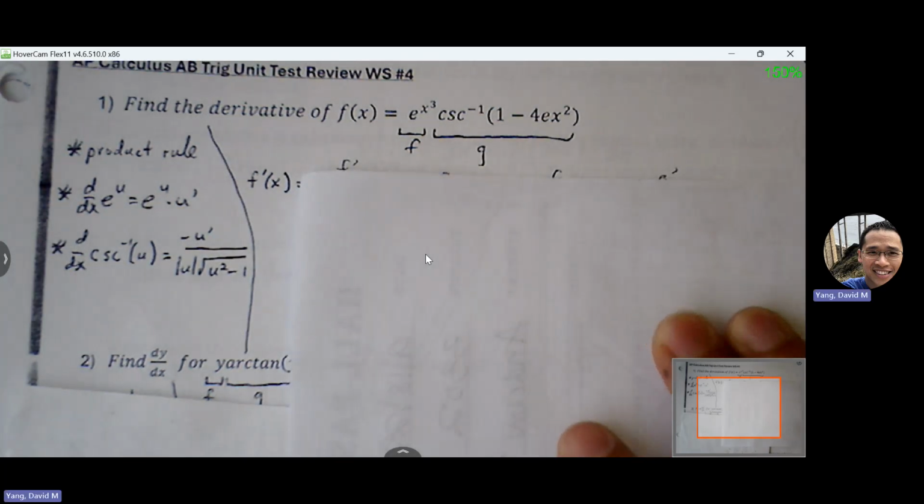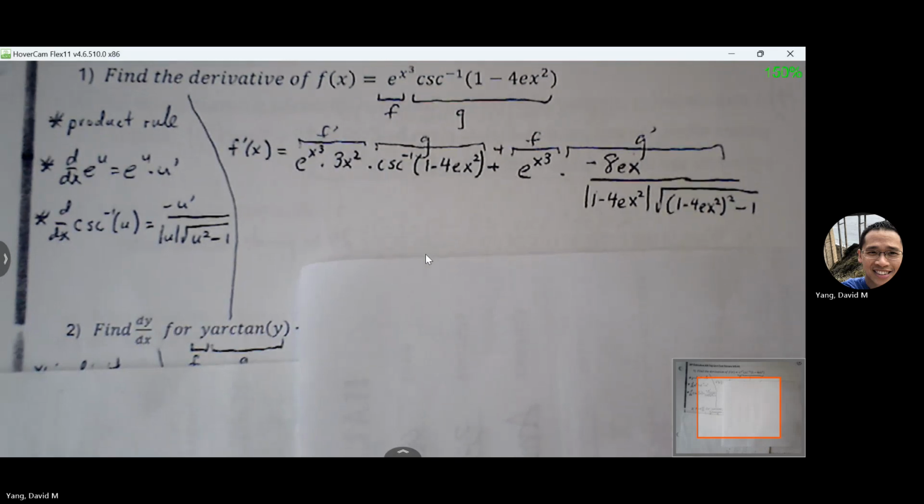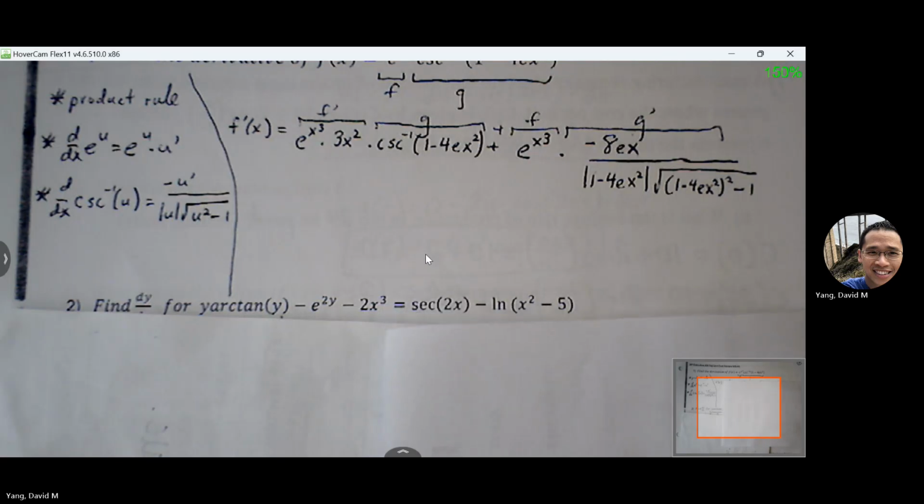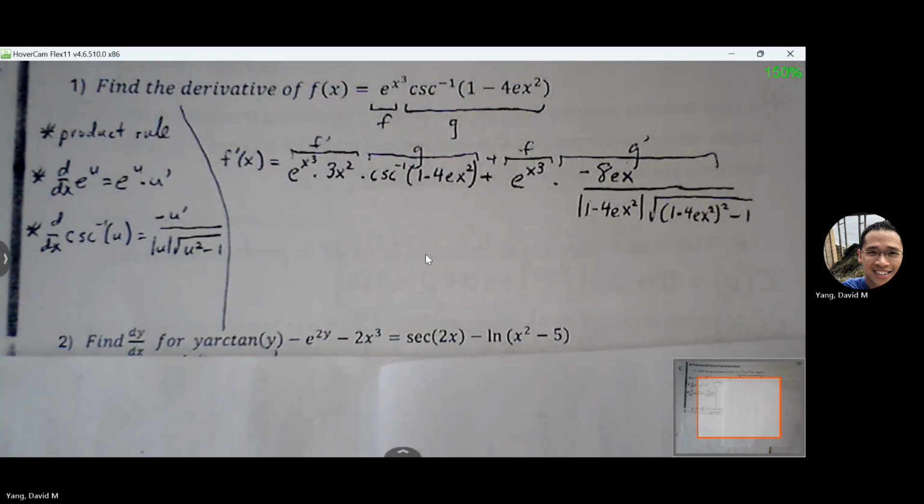Yes, simplified is fine. Or you can merge these together under the same fraction. I didn't go any further there. Any questions with one?